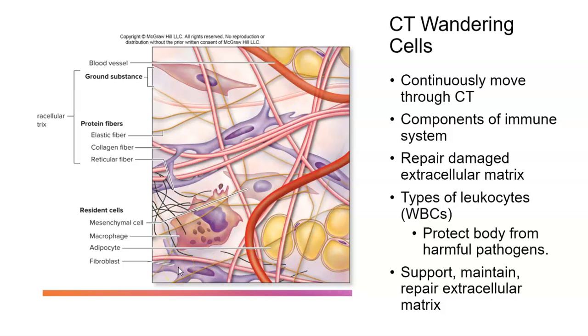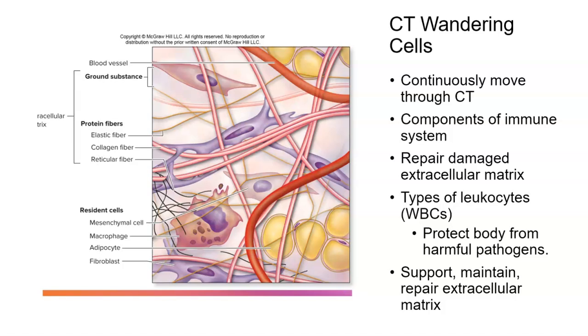And the second type of cell, big category, resident or wandering. Resident stays, wandering roams around. So they're continuously moving through the connective tissue. Most of the time, these are going to be components of the immune system other than those big resident macrophages. They can also help to repair damaged extracellular matrix.